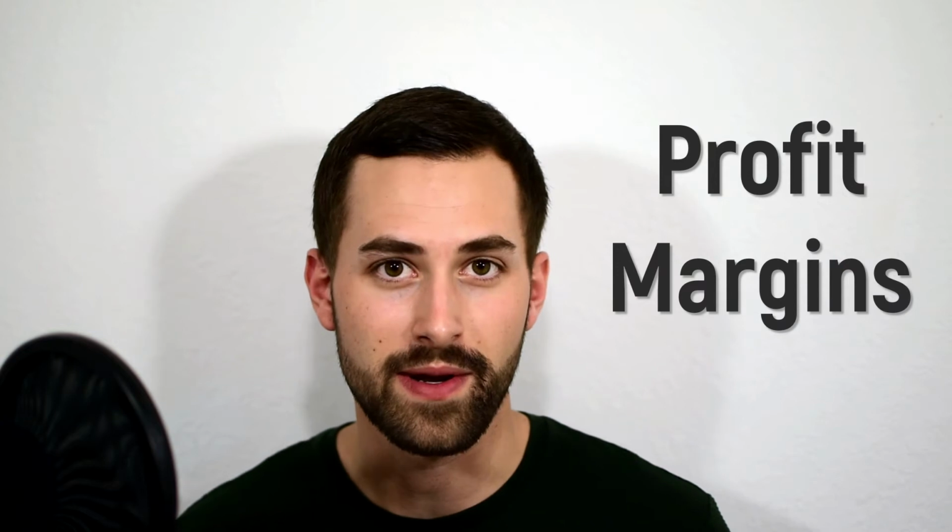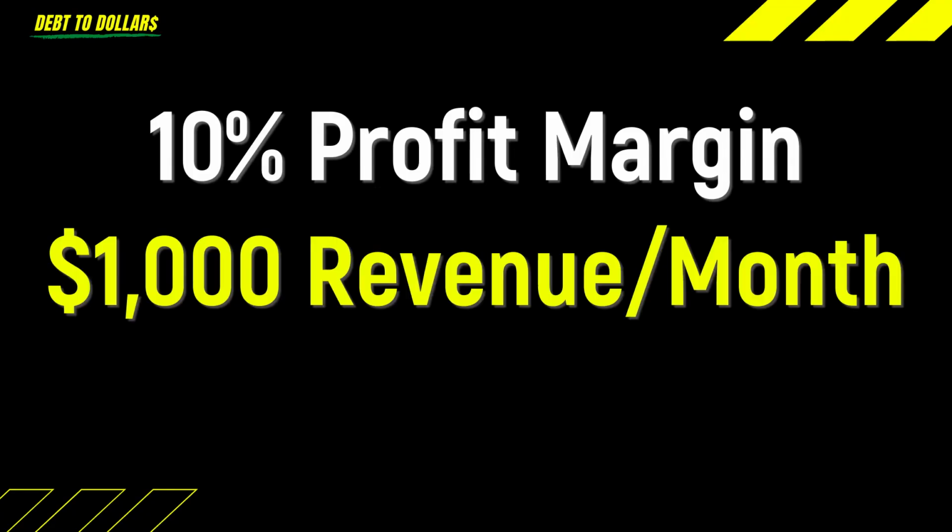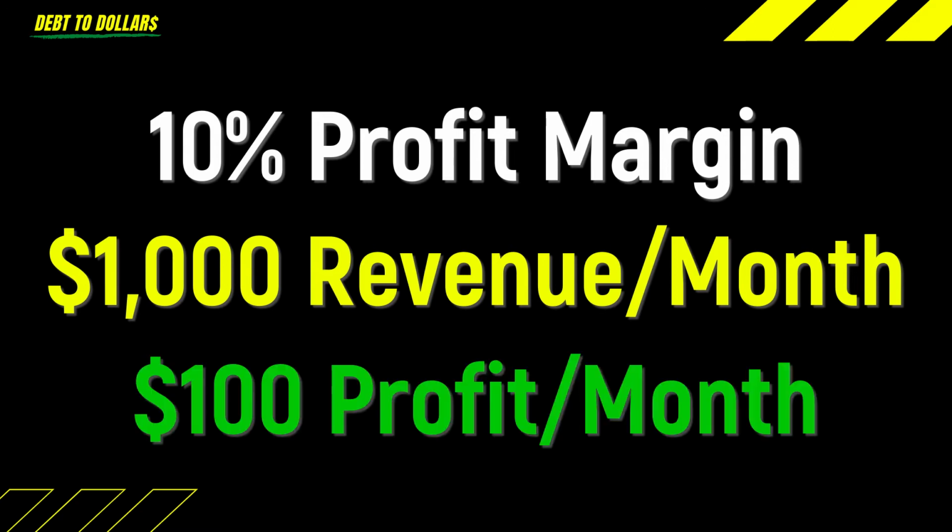Okay, let's start the conversation about what we're going to be discussing today, and that is profit margins. Profit margins measure your profitability. Simply put, profit margins are the percentage of revenue that you end up keeping at the end of the day. So if you have a 10% profit margin and you're making $1,000 on a monthly basis, your monthly profit is going to be $100. It's the percentage of money that you keep.